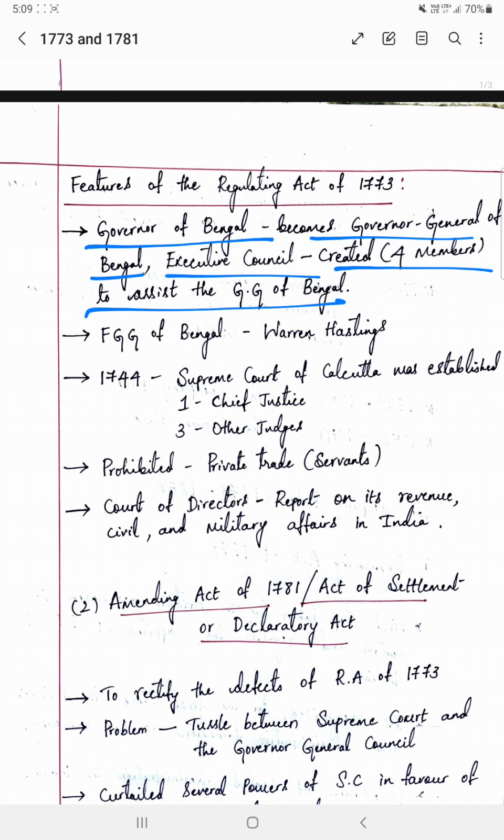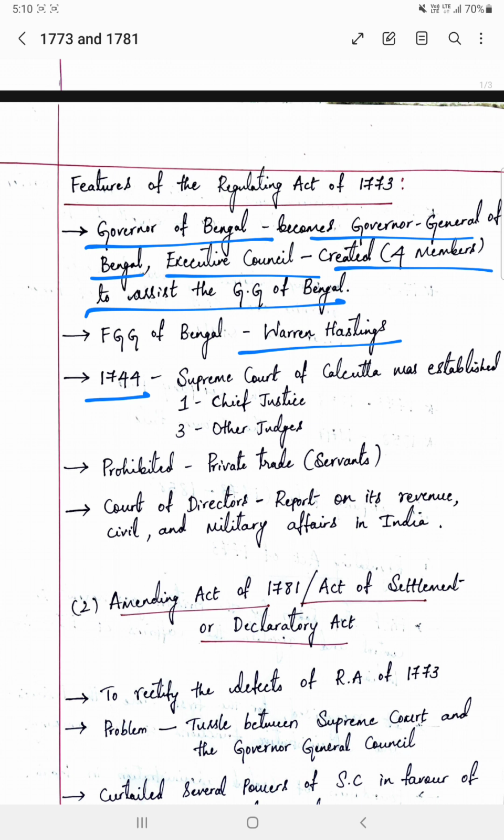And why were they appointed, and what was their duty? Their duty was to assist, to help the Governor General of Bengal. So you all know who was the first Governor General of Bengal. He was Warren Hastings. And in the year 1744, Supreme Court of Calcutta was established. So through this act, they gave more power to the Governor of Bengal, and they changed his title also. Governor of Bengal becomes Governor General of Bengal. Then Executive Council was created.